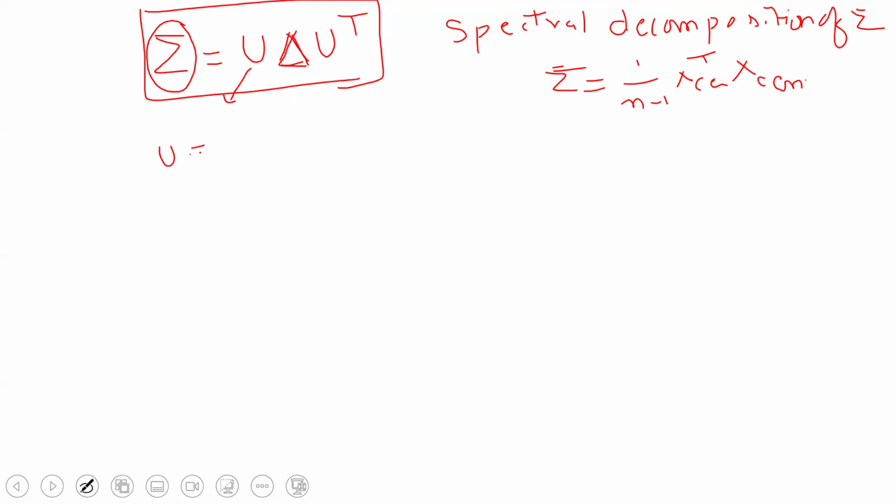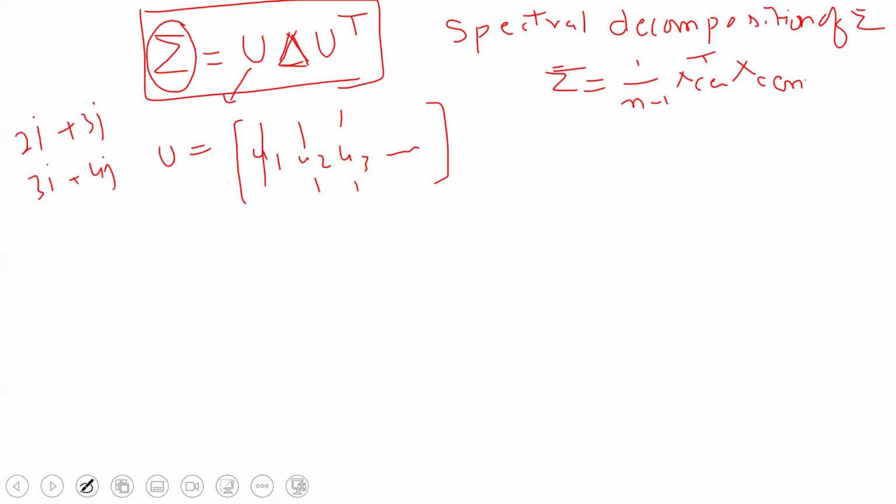U is the unit eigenvectors. Each eigenvector is represented as u1, u2, u3, and so on. Let's suppose I have eigenvectors 2i plus 3j and 3i plus 4j, something like this. Then that u becomes 2, 3, 3, 4. That is the eigenvector matrix, that is u.